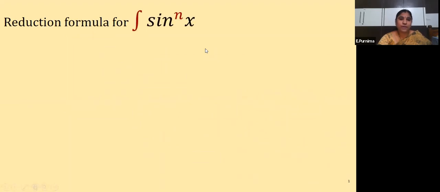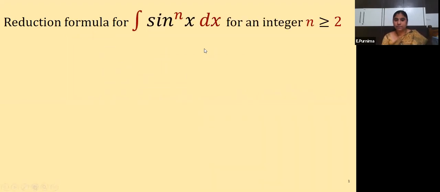Reduction formula for sine to the power of nx dx, for an integer n greater than or equal to 2. So what is the form? It means if any function is there of such form. If you have n is equal to 1, children, that is nothing but sine x. Sine x means we have a direct formula. What is the integral of sine x, children?